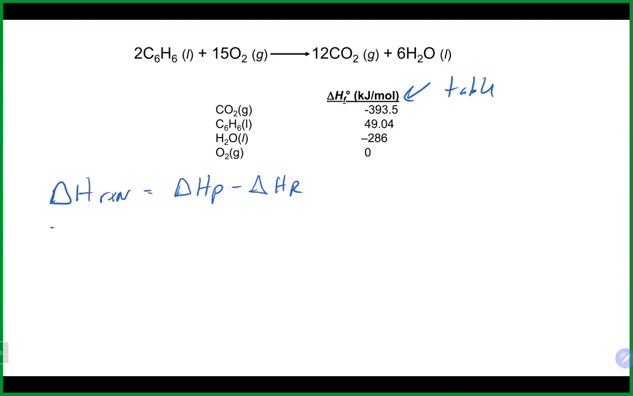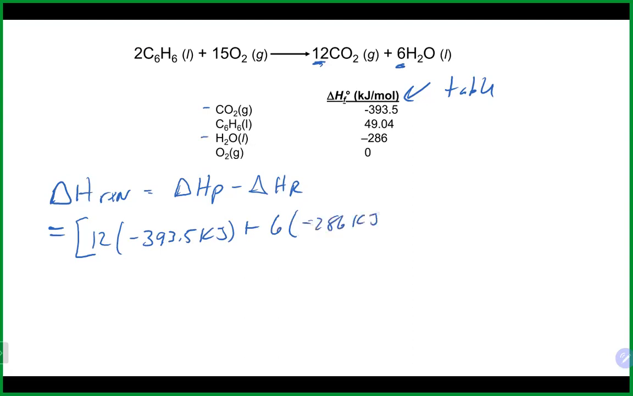So starting on our product side, we have 12 CO2. So we need to take 12 times the value of CO2 that we see in the table, which is minus 393.5 kilojoules. We will then add it to our other product, and there's 6 of those. So we need to take 6 times the value for water that we find in this table. That takes care of everything on the product side.